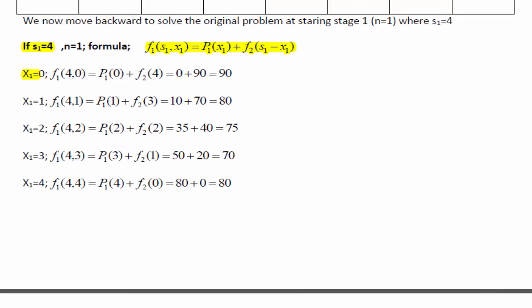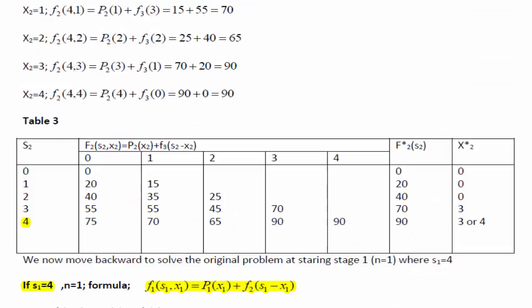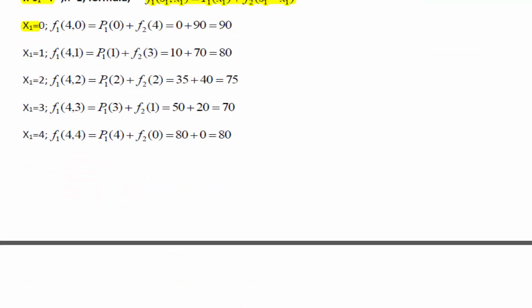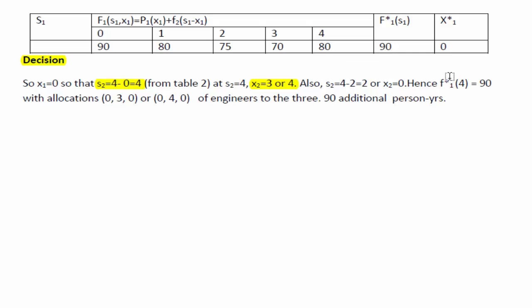So we go back to our table for the third country. That was my mistake. For the third country, at 0, x3 is 0. At 1, x3 is 1. Okay, so we come back here, and then hence f1*(4) is 90 with allocations. Now there's a mistake. Personally, I feel there's a mistake here. This is supposed to be 1. This is supposed to be 1. Okay, for country 3, the allocation of engineers is 1, giving 90 additional person years.